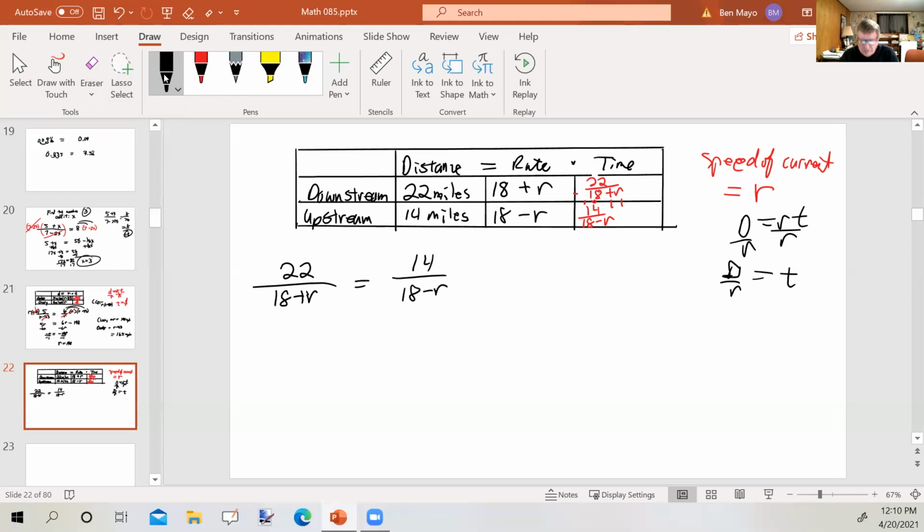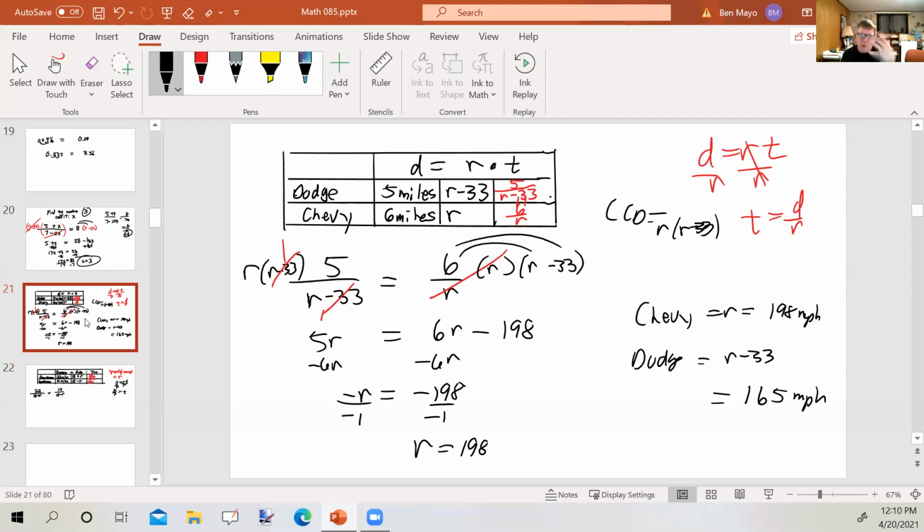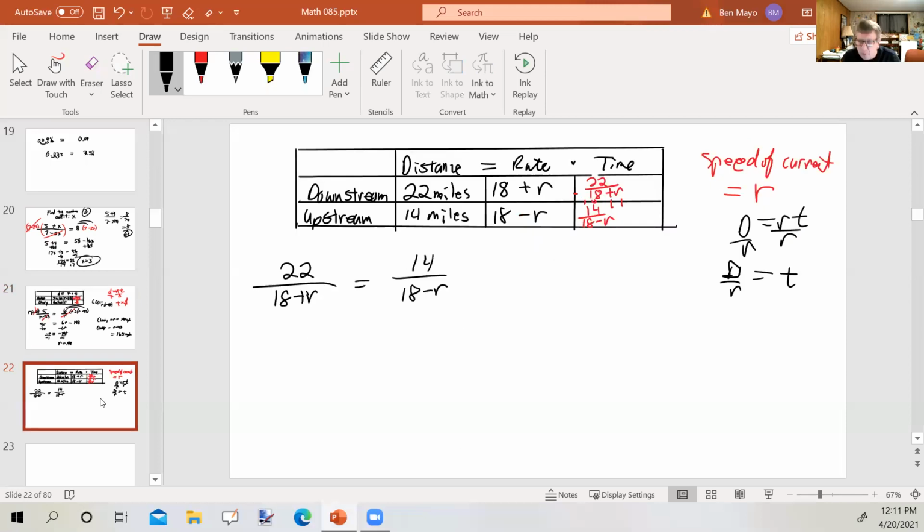Yes. So we did the same thing as the last problem in that we set the times equal. What's different here is that in the last problem, one of the cars traveled faster or slower than the other. So we had the rate of one car and then that rate minus 33. In this problem, we've got the current helping the speed and then hurting the speed. So it's a little bit different, but it's still distance equals rate times time. Okay?